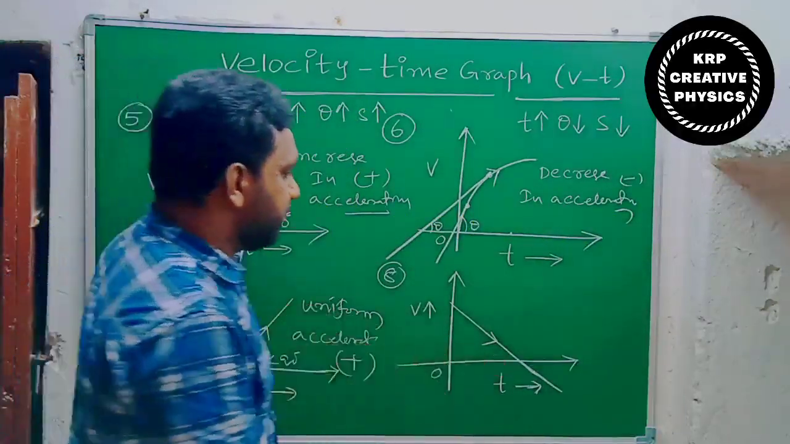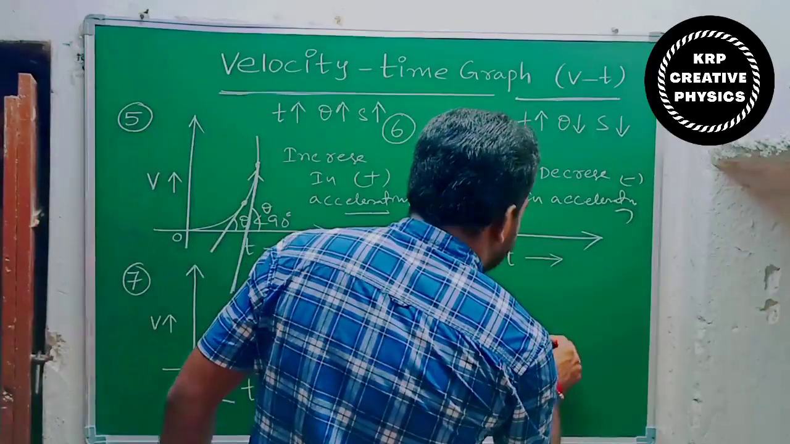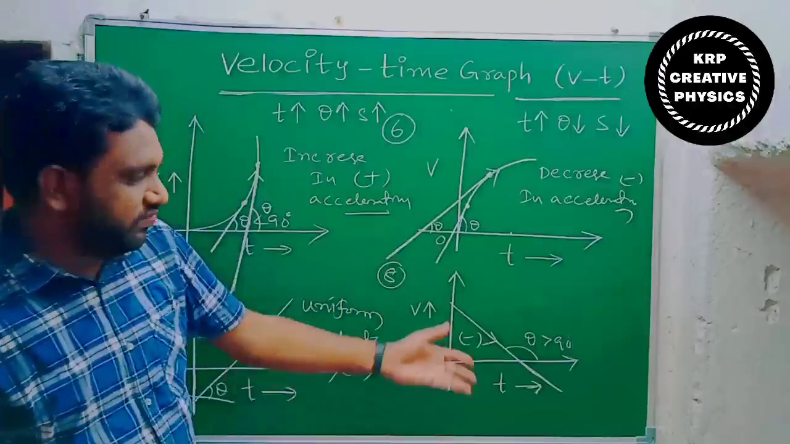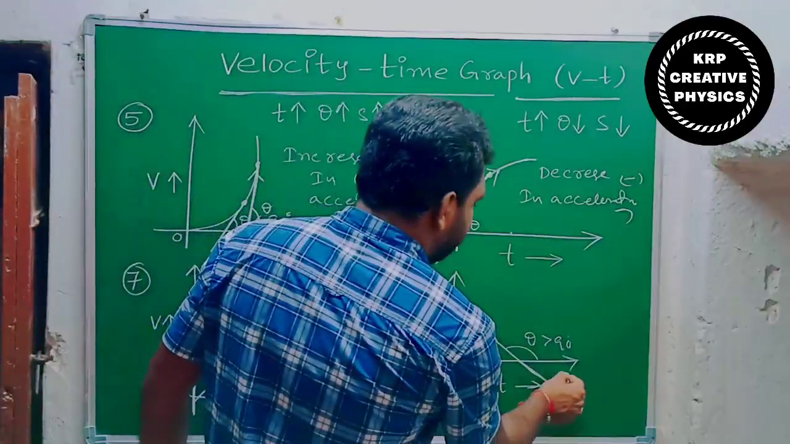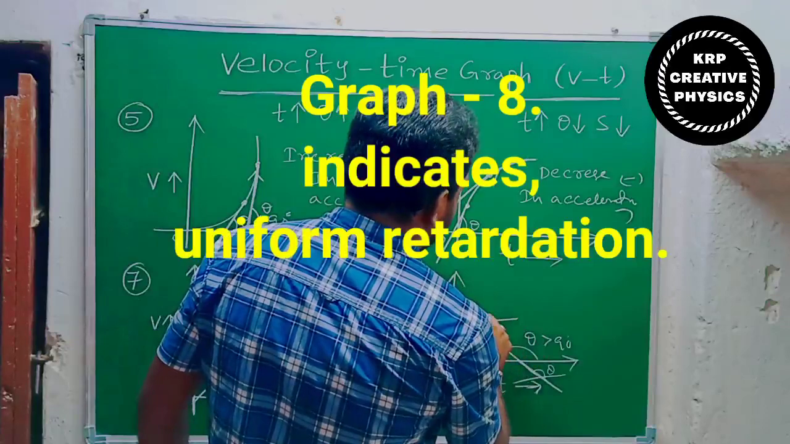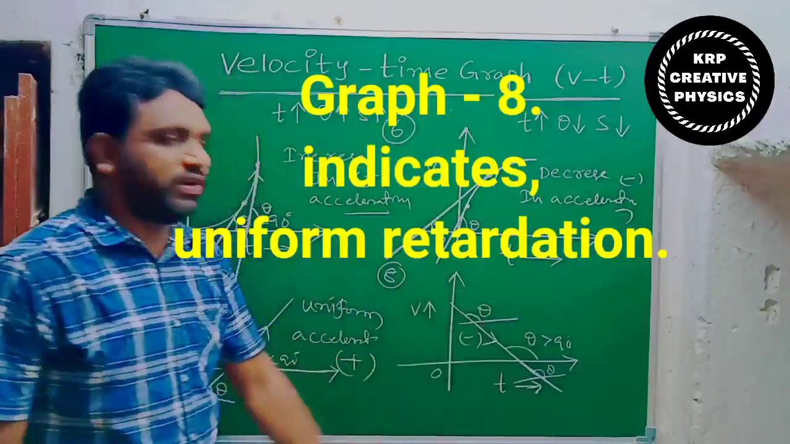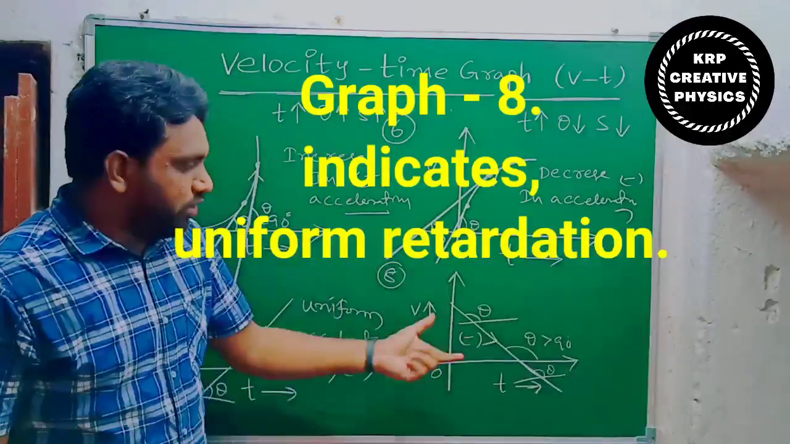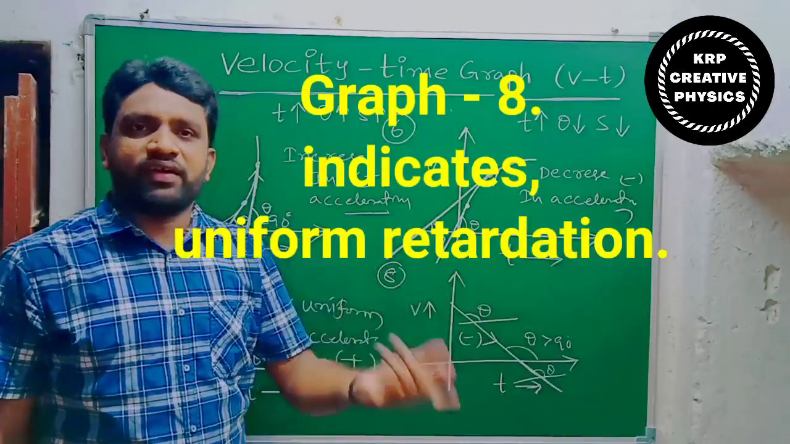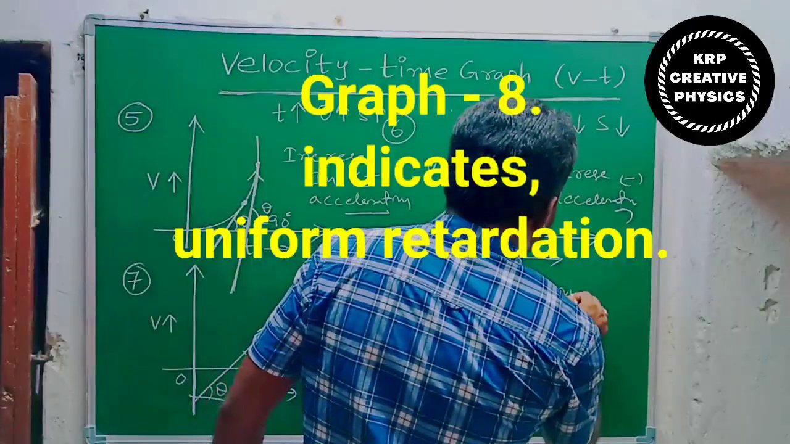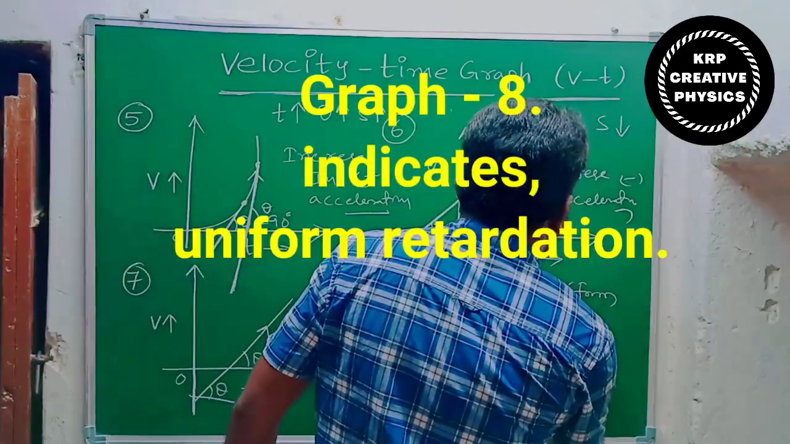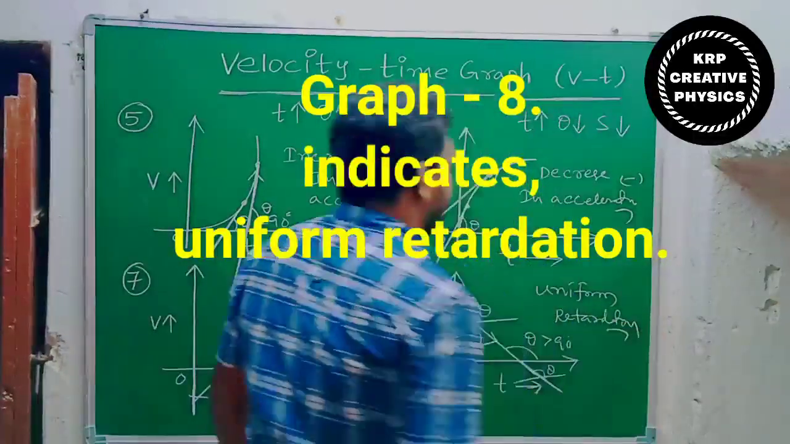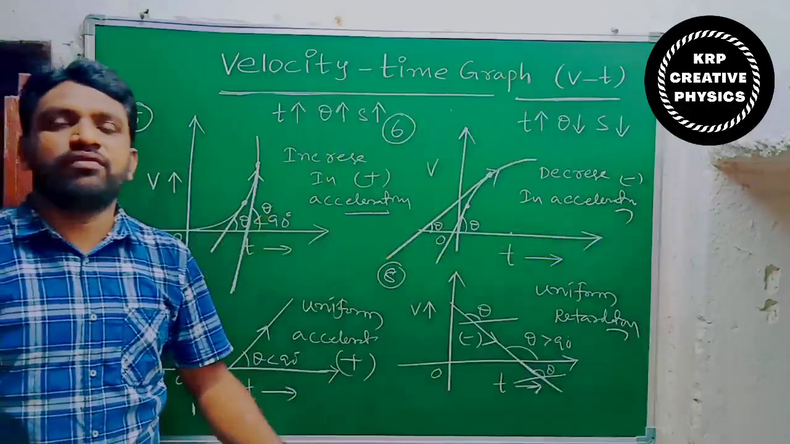And now, first we will consider the angle. It is greater than 90 degrees, so definitely it is representing negative acceleration. That means retardation. And the slope remains constant. Anywhere you consider the angle, it is greater than 90 degrees and the slope remains constant. We are getting a straight line, so this is definitely indicating uniform retardation, or uniform negative acceleration. I am writing here: uniform retardation or uniform negative acceleration. So these are the different types of graphs regarding the velocity time graph.